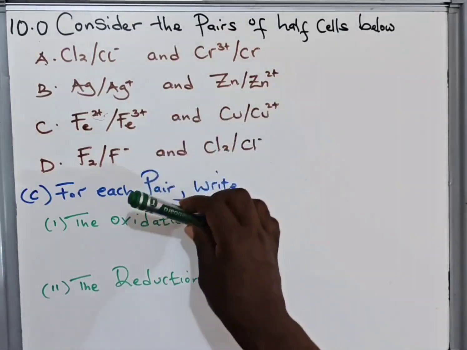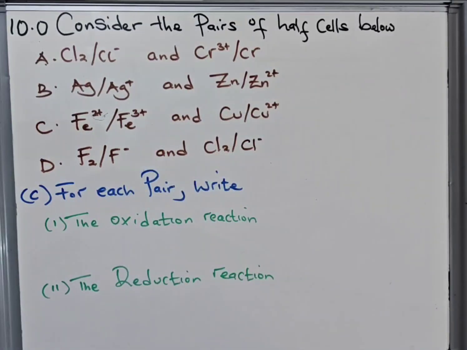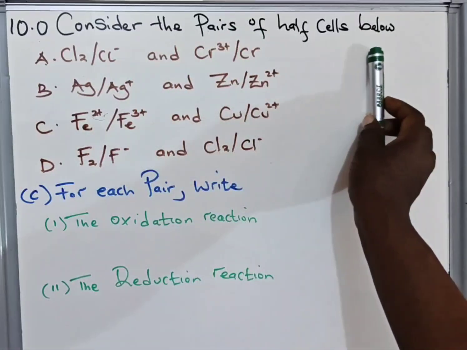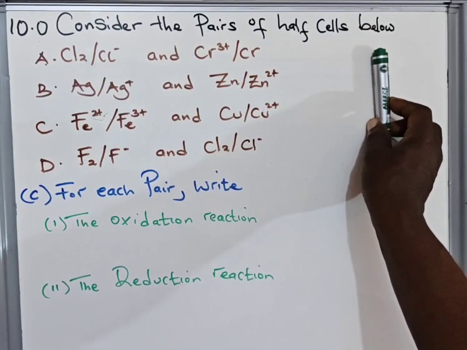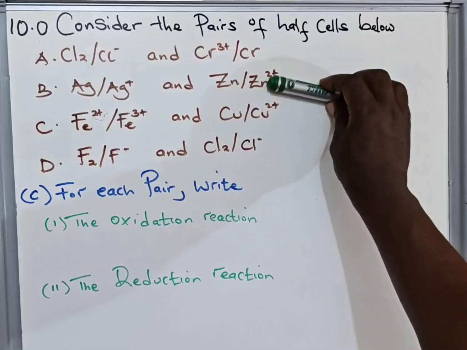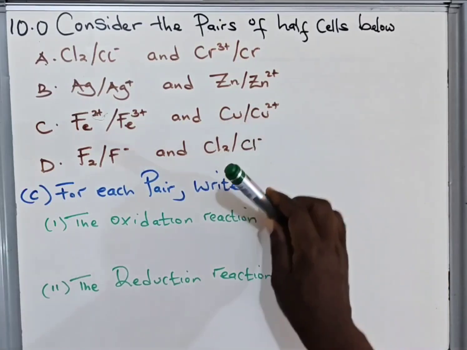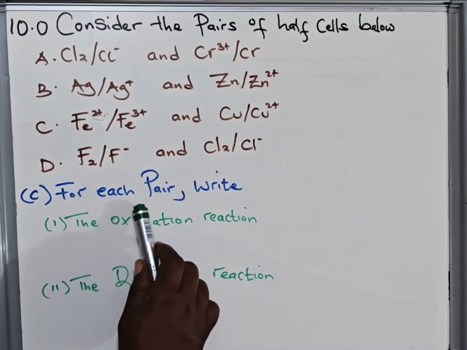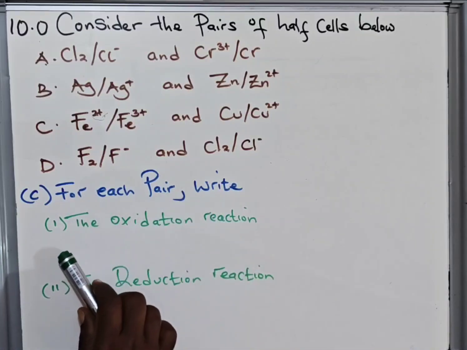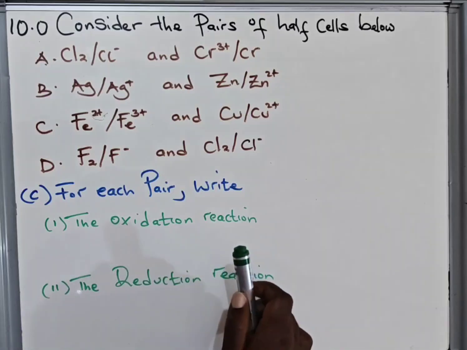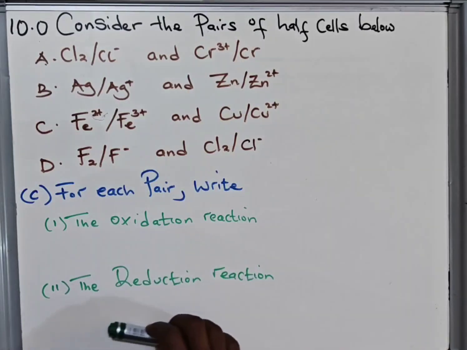Yes, we are looking at this question today. It says: consider the pair of half cells below. Okay, we are having A, B, C, and D. And they say, for each pair, write the oxidation half reaction and the reduction half reaction.